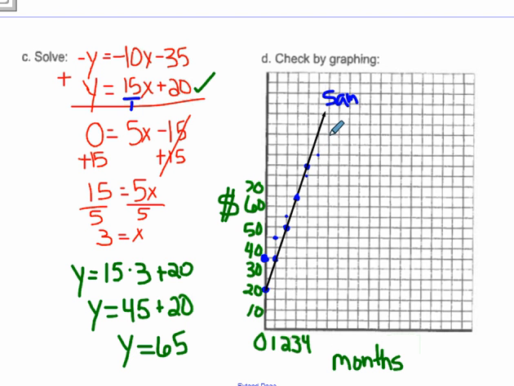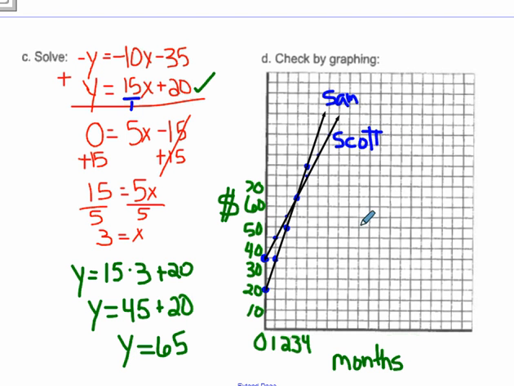If I continue on, I can put my line in there. Let's put that line in there. Started here. Let me go up to here. And that one is Scott.